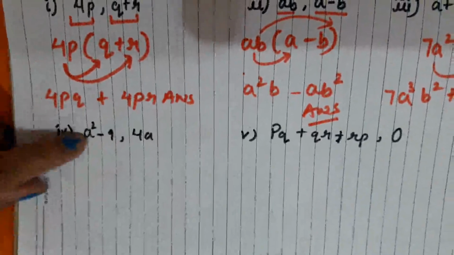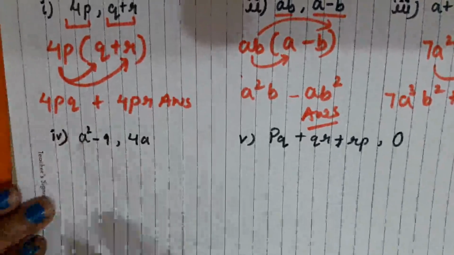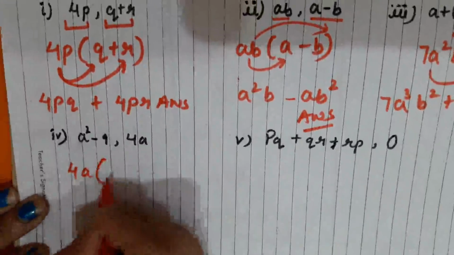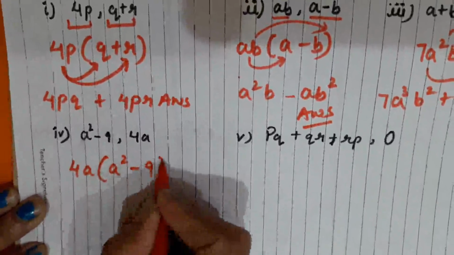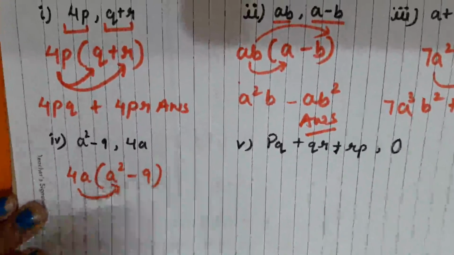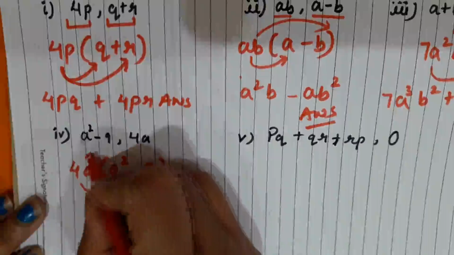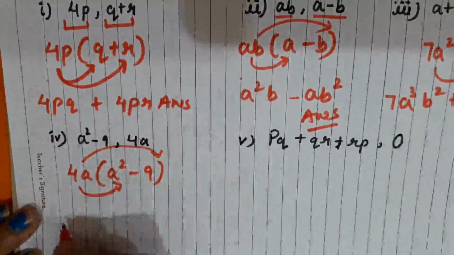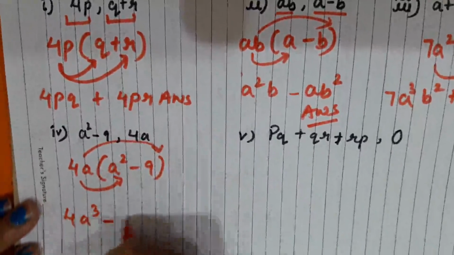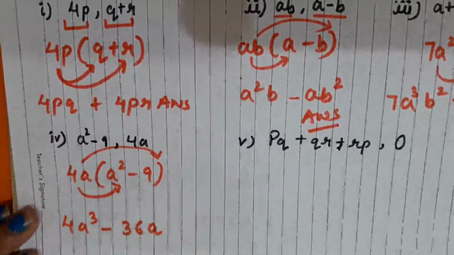Next is A square minus 9 times 4A. So 4A we can write outside, A square minus 9. So this is going to multiply with A square and this is going to multiply with 9 also. So 4A cube minus 36A.